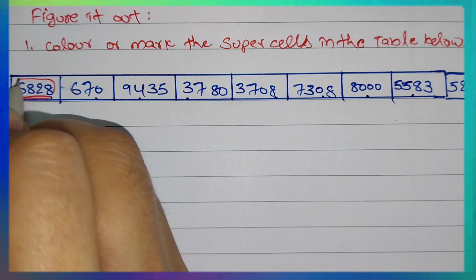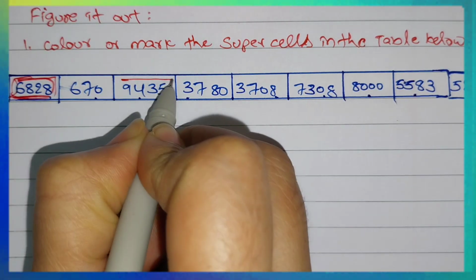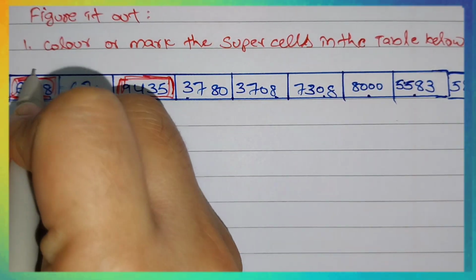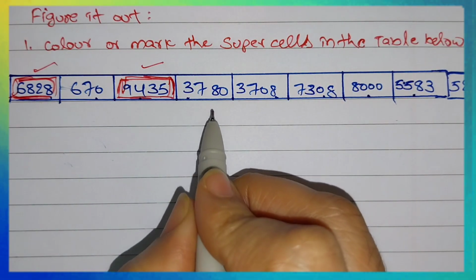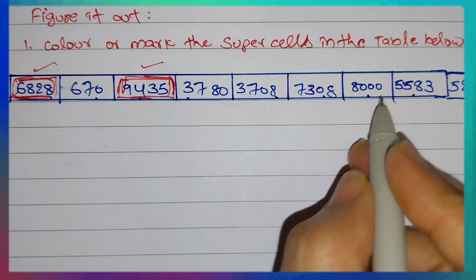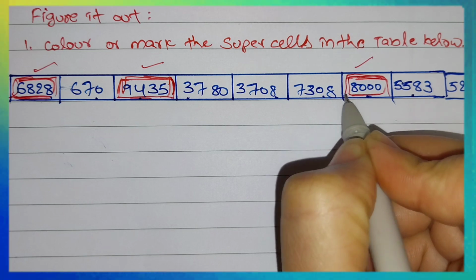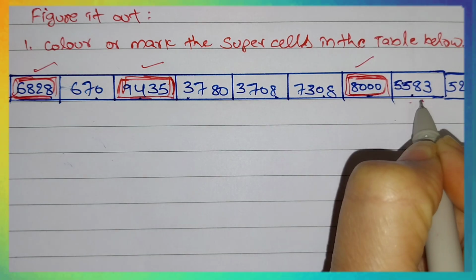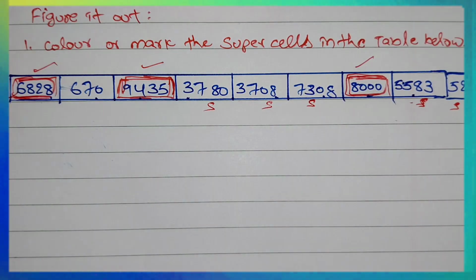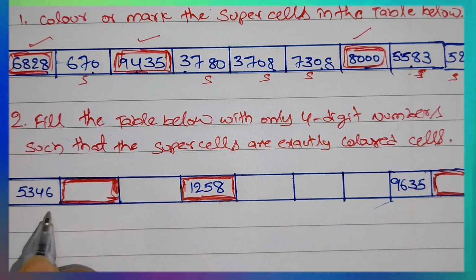6828 is the supercell because the next number is smaller than 6828. Next, if you see 9435, both the left side and right side numbers are smaller than 9435. Next cell, 3780 and 3708, 7308 is also not a supercell because all these are smaller numbers compared to the next number. Again, 8000 is a supercell because left side and right side numbers are small compared to that number.